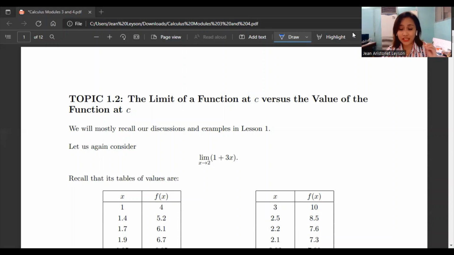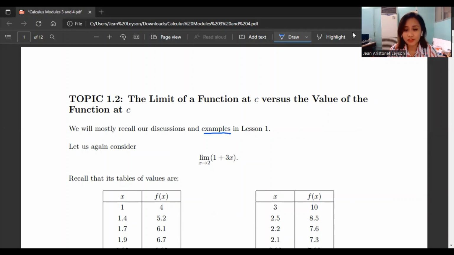For the first topic, we will simply be comparing the value of the function and the limit of the function at C. We will be evaluating the function at that certain value of C, and determining if the values will be equal or not equal. So we will mostly recall our discussions and examples in lesson 1.